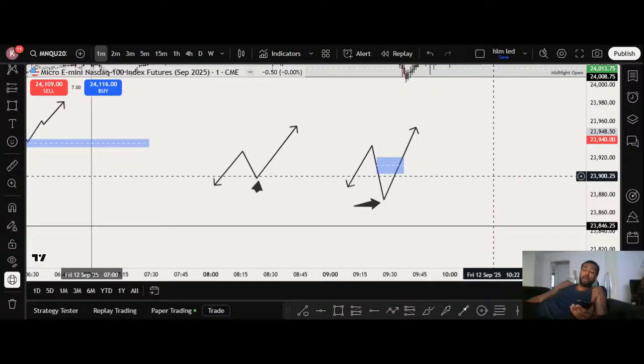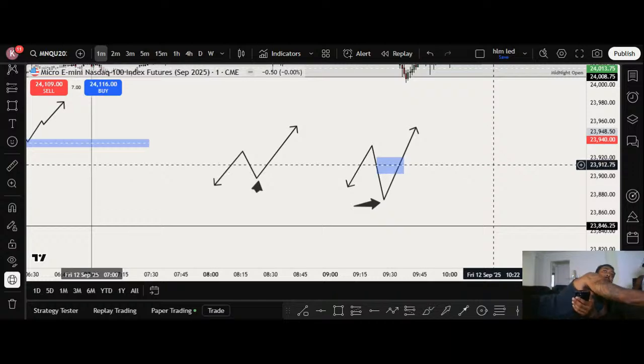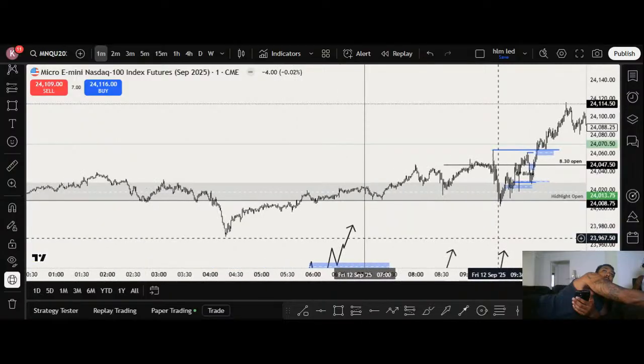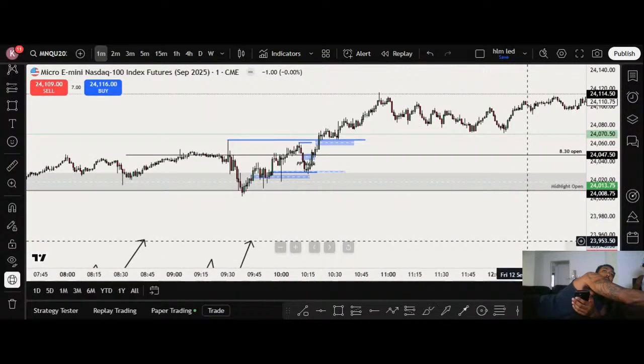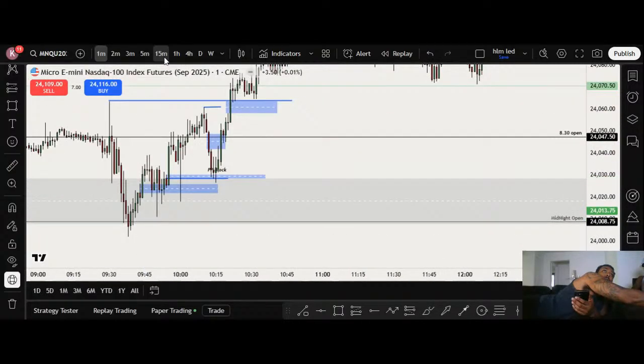He said, how do you find liquidity? Finding liquidity is really a higher time frame type of ordeal. What you want to do is really look on your higher time frame to see.